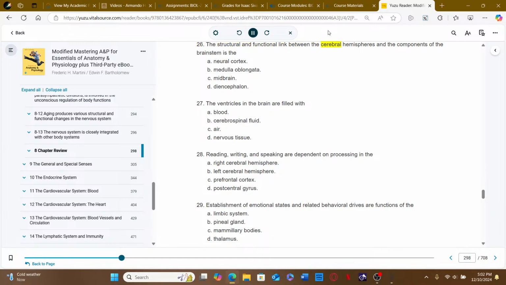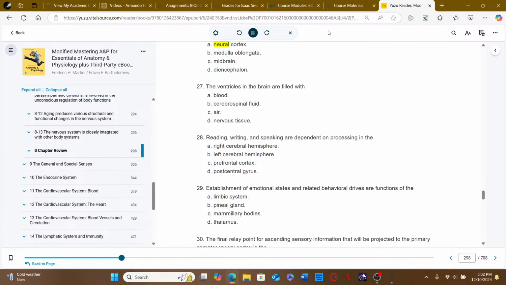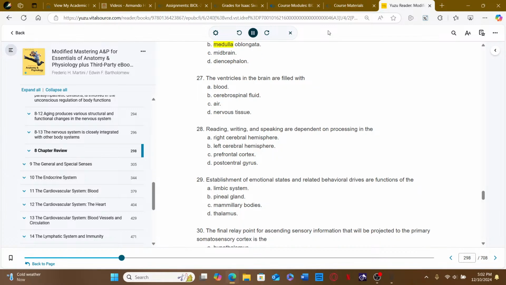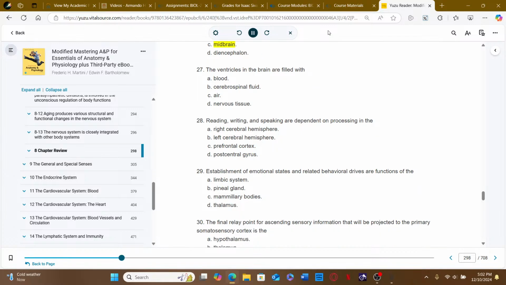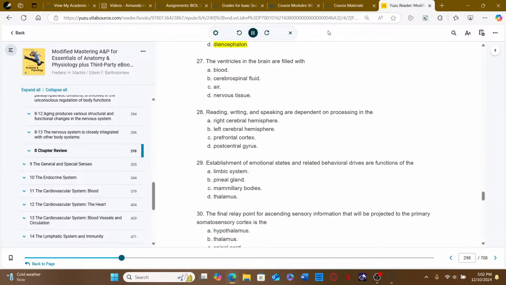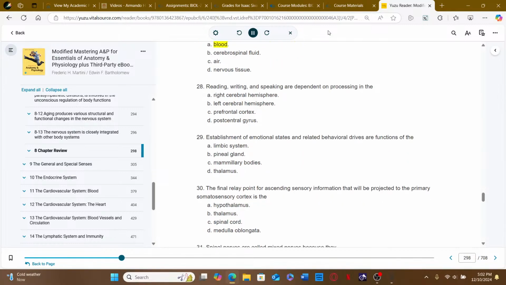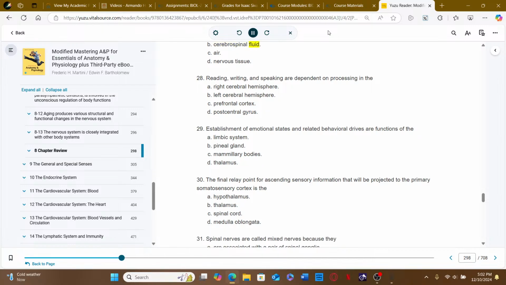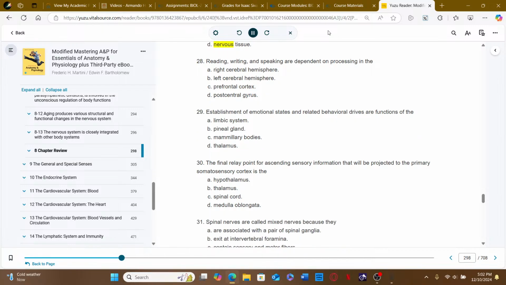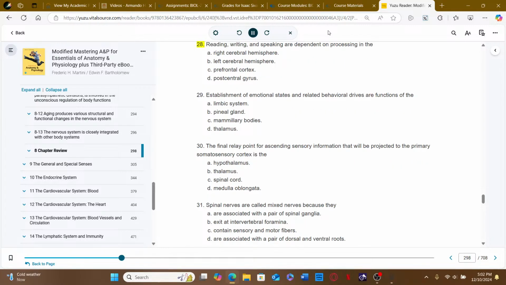26 The structural and functional link between the cerebral hemispheres and the components of the brainstem is the neural cortex. Medulla oblongata. Midbrain. Diencephalon. 27 The ventricles in the brain are filled with blood. Cerebrospinal fluid. Air. Nervous tissue.